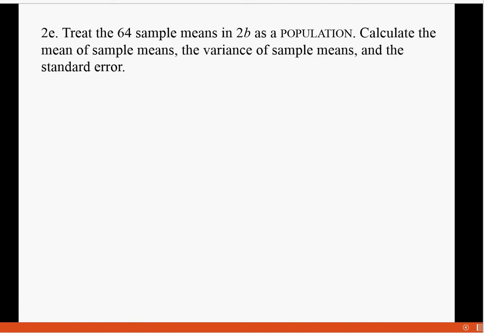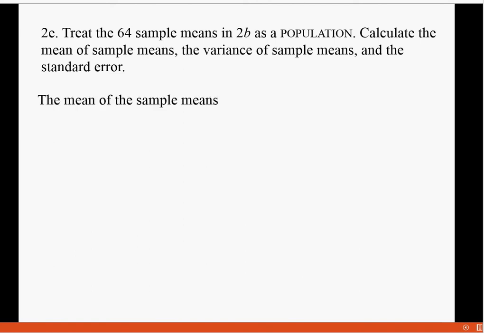Now treat the 64 sample means that we just calculated in question 2B as a population. We calculate the mean of the sample means, the variance of the sample means, and the standard error, as we did earlier on. In 1E, you already know how to do the calculation when you have 16 sample means. Here we have 64 sample means, but we are going to do a very similar calculation, just involving a lot more values. So you need to have some patience and give yourself plenty of time to do the calculation. I do not write out the calculation in detail here. I just show you the result, but you need to verify it through your own calculation at home.